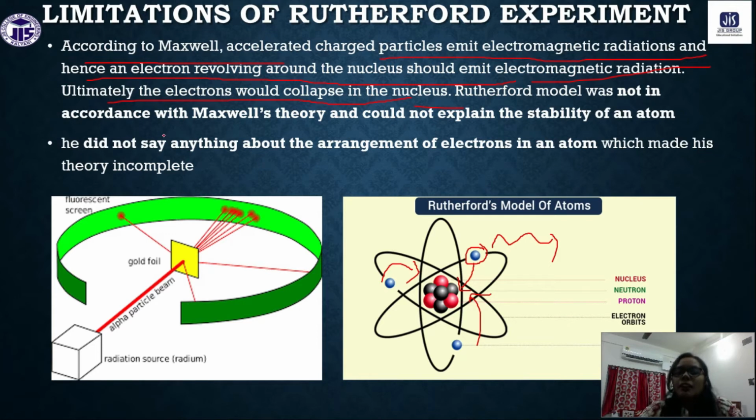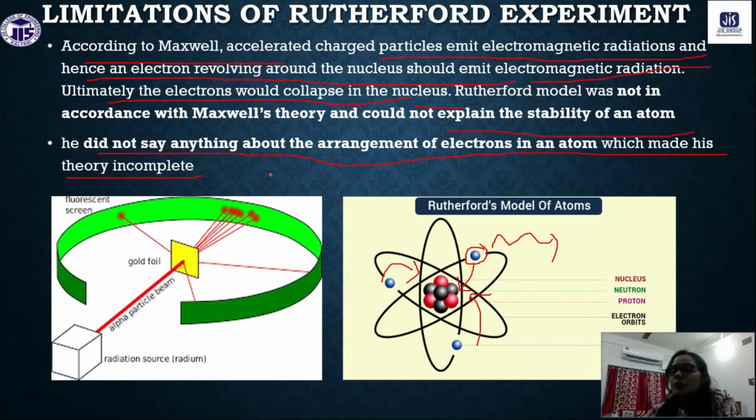That means the Rutherford model cannot explain the stability of an atom, because this is not the practical case. Generally, atoms are very stable, so the electrons are not collapsing into the nucleus. This is not the actual case, and it is not explained by the Rutherford experiment. One more thing, he did not say anything about the arrangement of electrons in an atom, which made his theory incomplete. And third, he could not explain the line spectra of hydrogen atom.